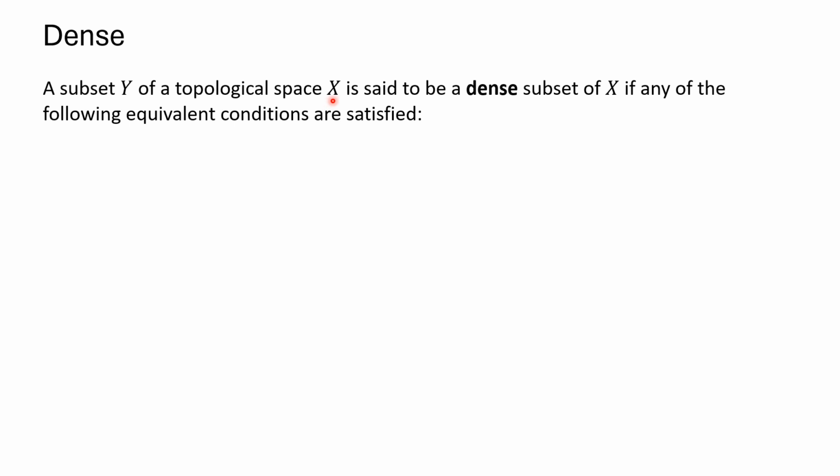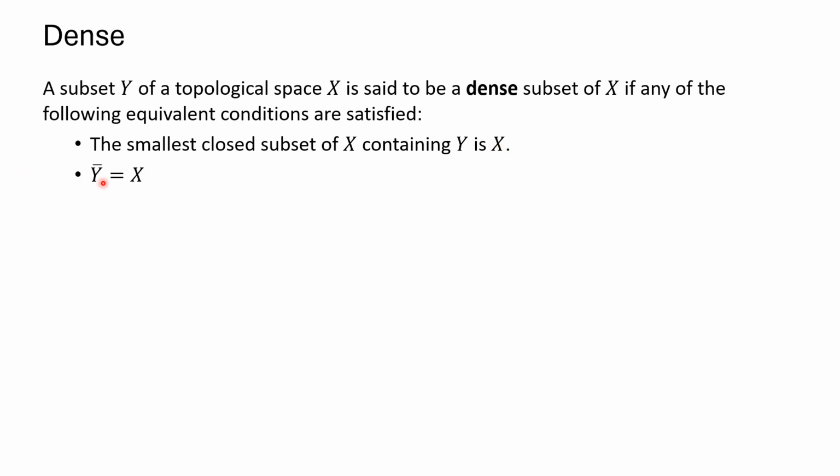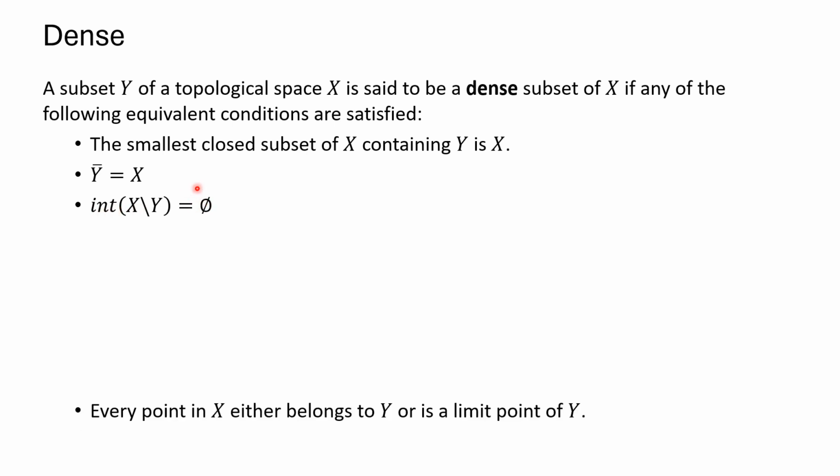A subset Y of a topological space X is said to be a dense subset of X if any of the following conditions are satisfied. So the first condition, the smallest closed subset of X containing Y is X itself. The closure of Y equals all of X. The interior of X when you remove Y is empty. So once you remove Y from X, there's almost nothing left. The interior itself is empty.